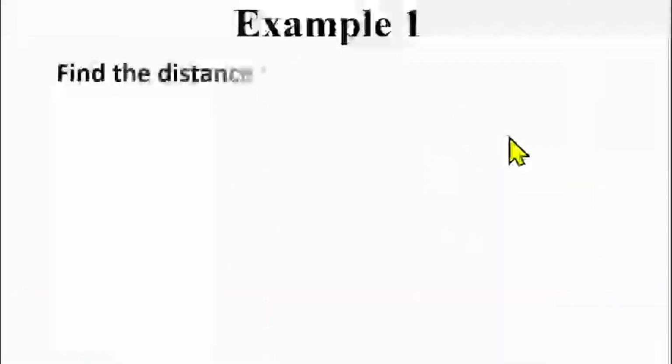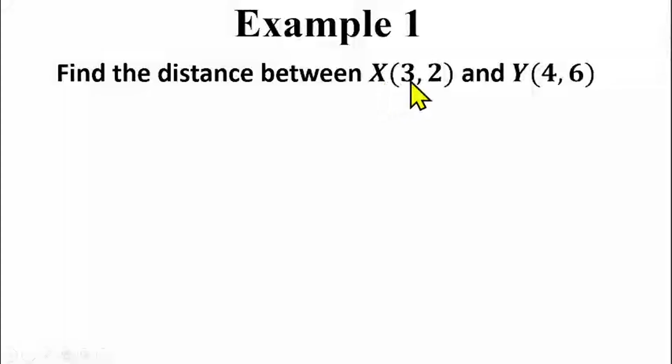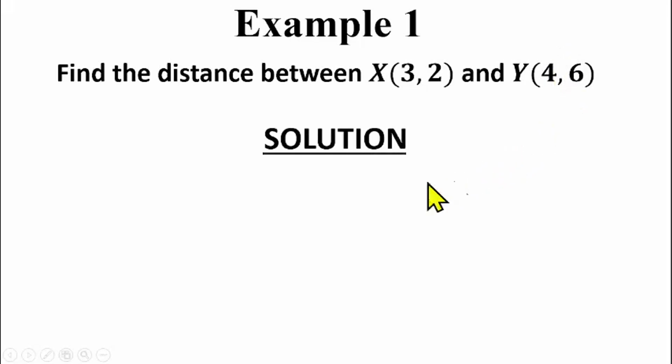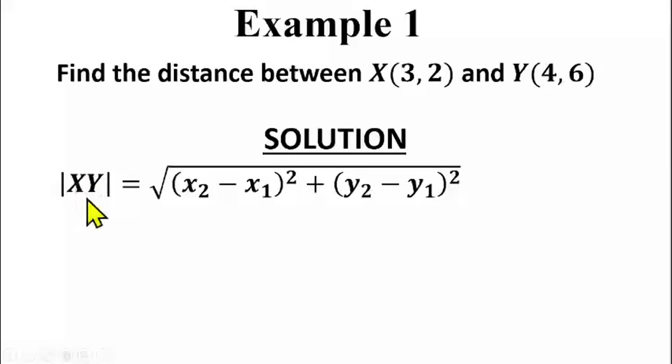Example 1: you have to find the distance between point X, with coordinate (3, 2), and point Y, with coordinate (4, 6). We know the coordinates of both, so how do we do that? We remember that the distance XY is the square root of x2 minus x1 squared plus y2 minus y1 squared. This is the formula for finding the distance between 2 points, given their coordinates.